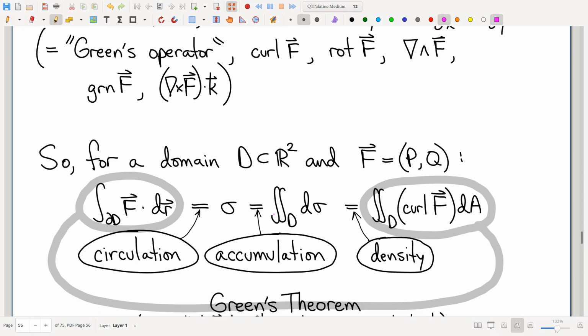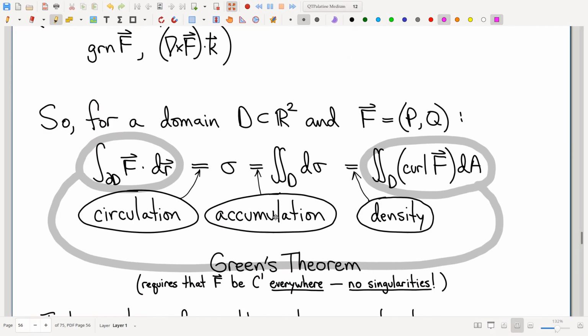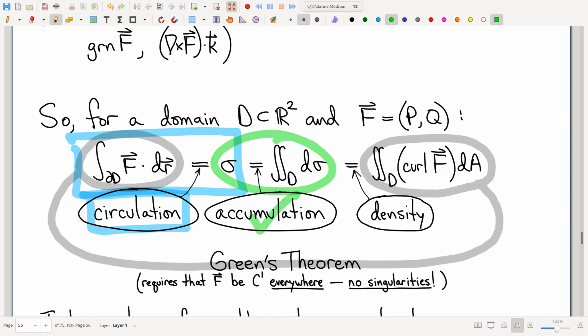Let me remind you of the big strategy: accumulating quantity. View it as a stuff, interpreted as having a corresponding density. And stuff, the whole is the sum of the parts, and it's an integral of the density. And that's exactly what I have here. We have ourselves a quantity called circulation, boundary circulation. We have argued that it's an accumulating quantity, so the whole is the sum of the parts.